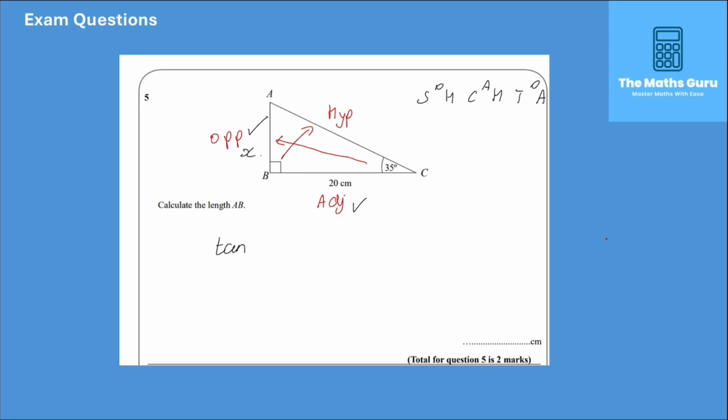So tan of our angle is tan 35 is equal to opposite, which is our x, over 20. So x is equal to 20 tan 35 because I'm timesing through by 20 on both sides. This is going to be equal to 14.0 to 1 decimal place.